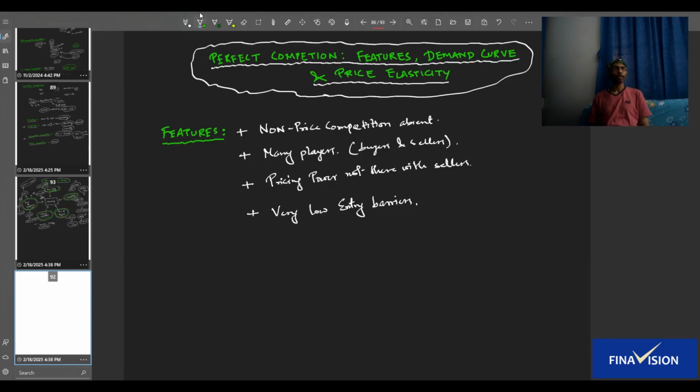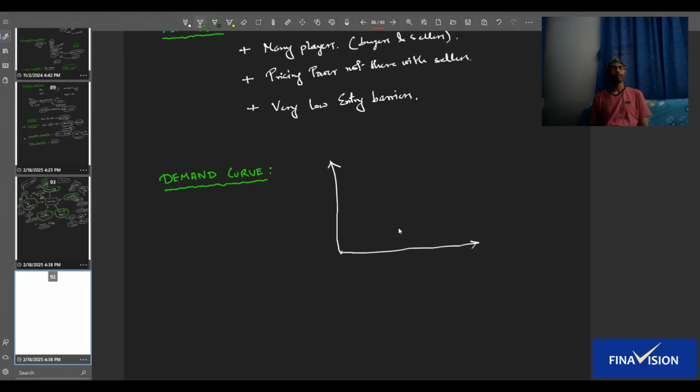Now coming to the demand curve. Demand curve means with the change in price, how does the purchasing behavior of the buyers change? So the demand curve here would look like this. Let's say the vertical axis is the price and the horizontal axis is the quantity or the demand. Then the market demand curve will look like this.